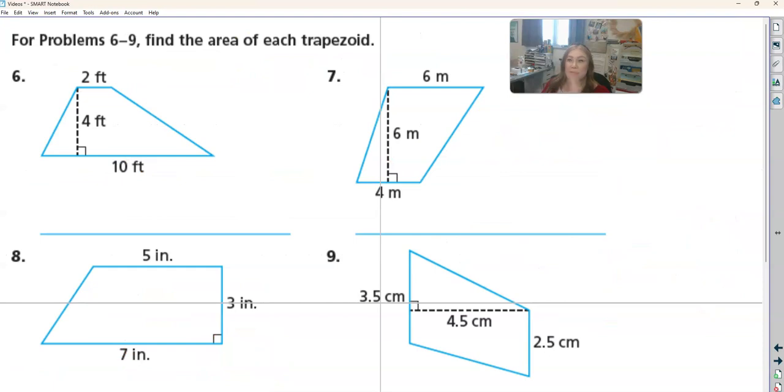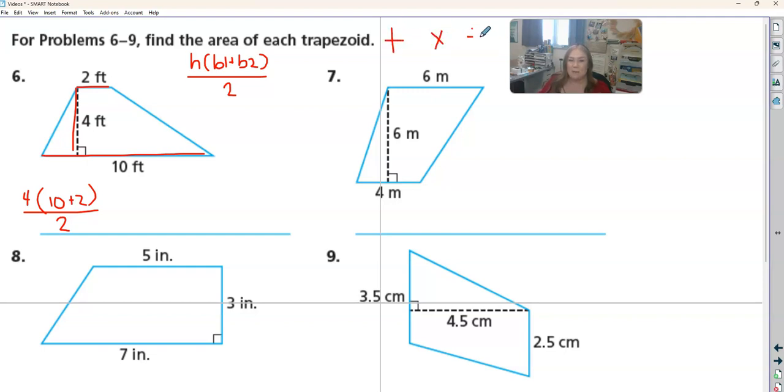For these last ones, I'm going to help you set them up. You have to do the math. So remember, our formula is base 1 plus base 2. We add those together. We times it by the height. That gives us the big parallelogram. We cut it in half. So this one, we're taking 10 and we're adding on 2. So 10 plus 2, and then we times that by the height of 4. Then we have to cut that in half. So every time we need to add, then we times, and then we divide in that order.